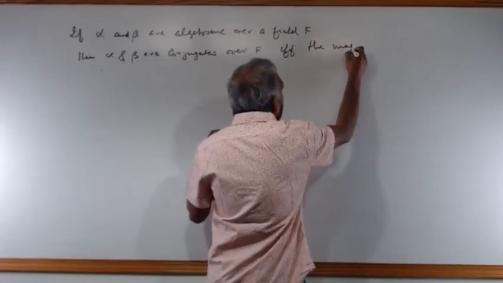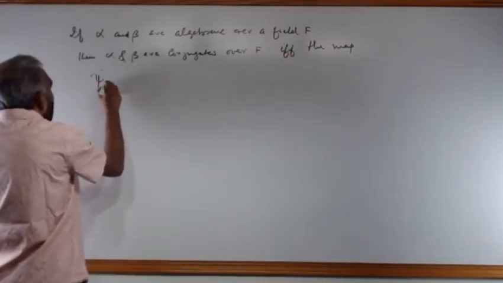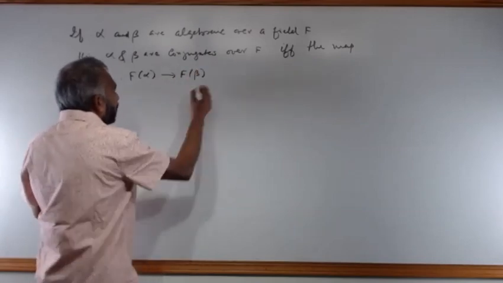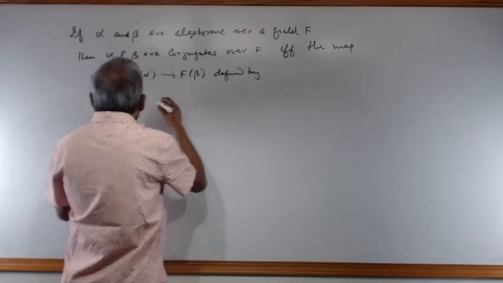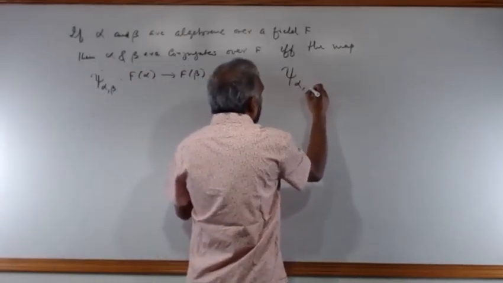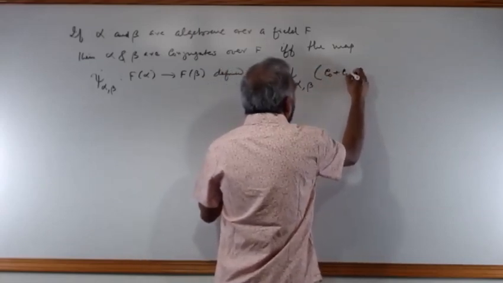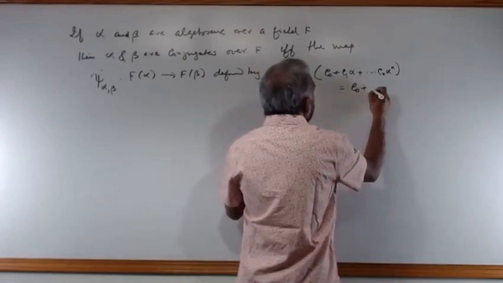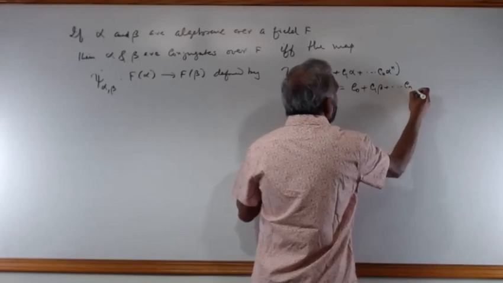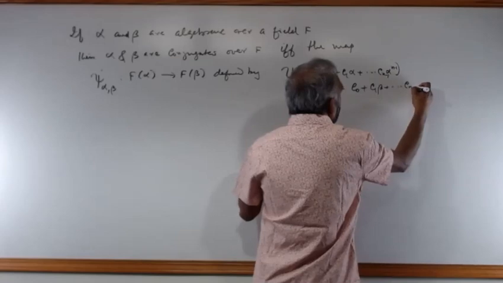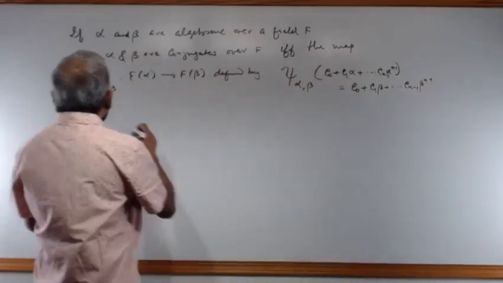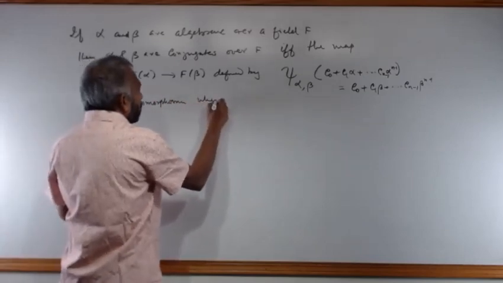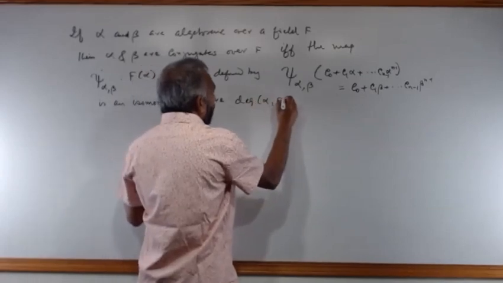the map psi alpha beta from F(alpha) to F(beta), defined by psi alpha beta of C0 plus C1 alpha plus ... Cn-1 alpha^(n-1) is equal to C0 plus C1 beta plus ... Cn-1 beta^(n-1), is an isomorphism, where the degree of alpha over F is equal to n.